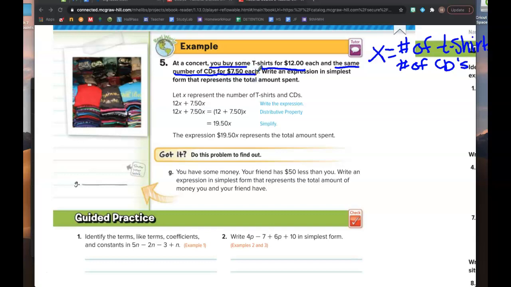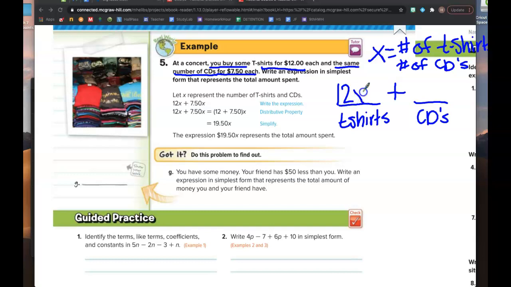$7.50. Okay, so we have to write an expression in simplest form. So I bought t-shirts and I bought CDs, right? If we're figuring out the total, what's going to go in between my t-shirt cost and my CD cost? What operation? Addition, because we're figuring out the total, right? So my t-shirts cost how much? $12. Times, how many did I buy?